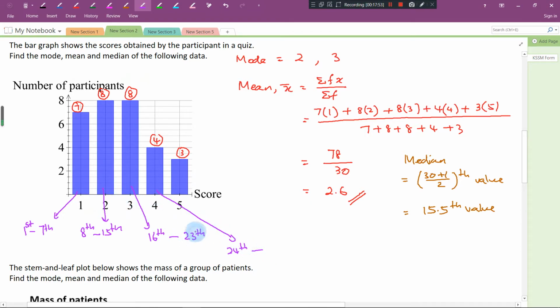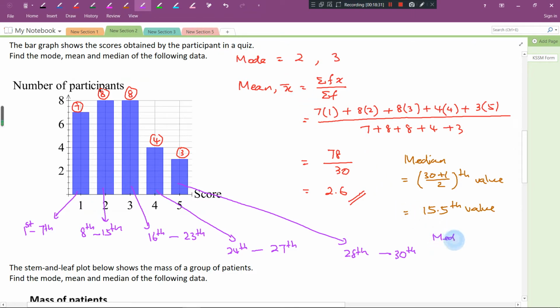Be careful if you do it this way, don't mix up all the numbers together. 23 plus 4, 27. Okay, the last one right over here, 28. 27 plus 3, 30. Okay, so always make sure that the last one is the total frequency. If it is not correct, maybe there is some mistake over here, and we have to check our answers again. Let me double check. Okay, so correct. Now we can determine the median.